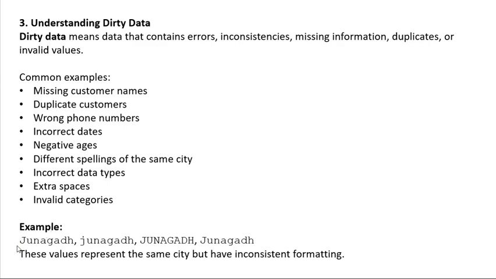Showing an example: Junagadh is written the first time with a capital J, the second time with all letters in small, and the third time with all letters in capital, and these do not match. These values represent the same city but with inconsistent formatting.